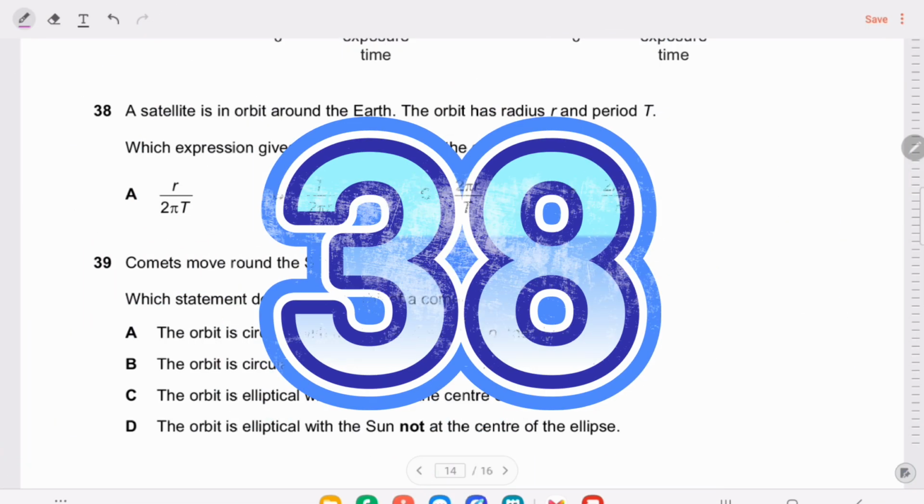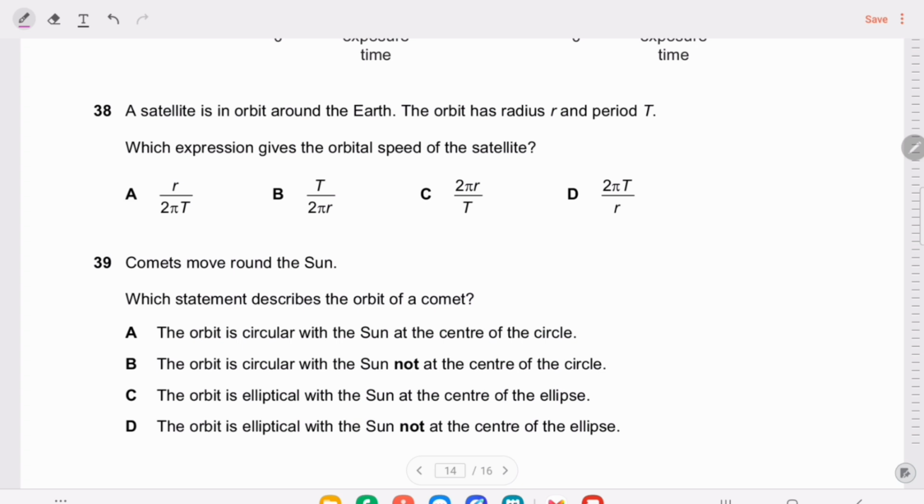A satellite is in orbit around the Earth. The orbit has radius r and period T. Which expression gives the orbital speed of the satellite? This is actually a circle question disguised as a space physics question. Take a moment and try it, okay?